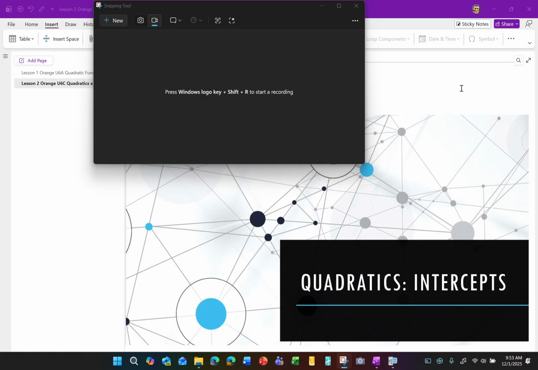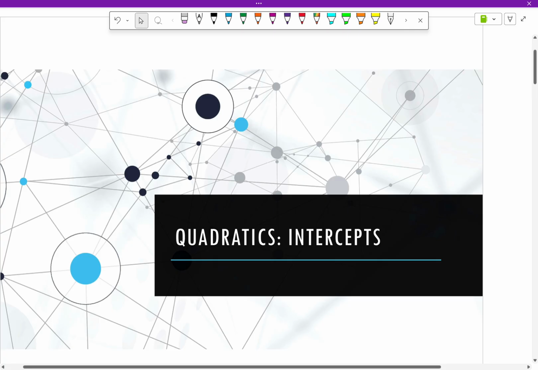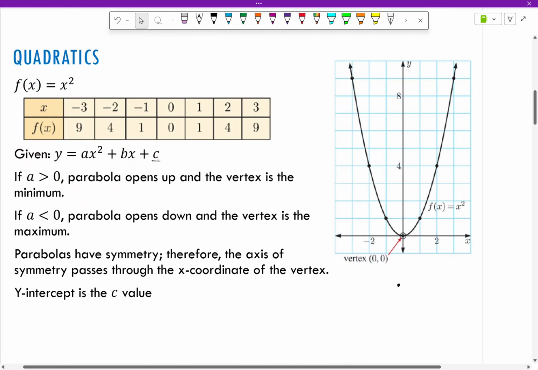All right, we're going to be looking at intercepts for quadratics. So we have a parabola. We have a standard form down here. And a few things about it. If your a value is greater than 0, then your parabola will open up like you see on the right, and the vertex will be the minimum value.